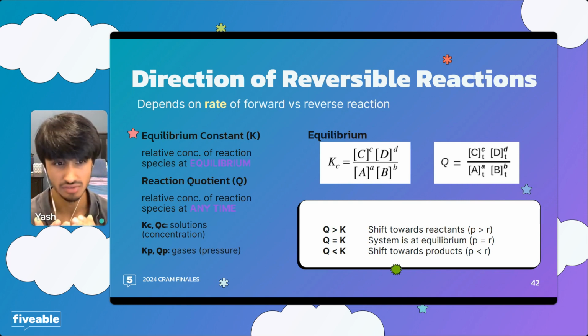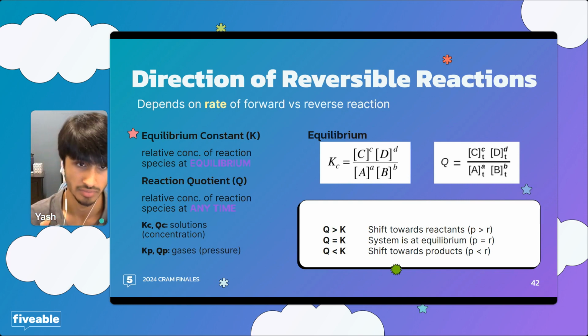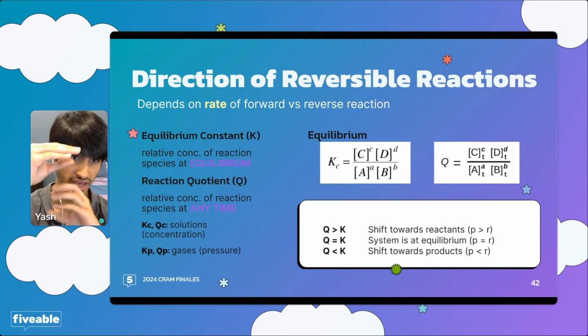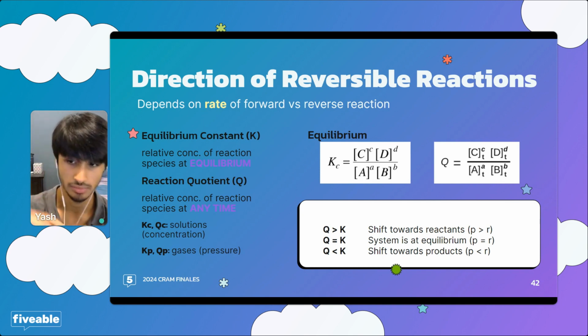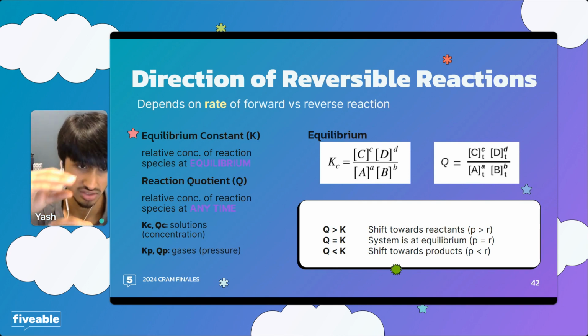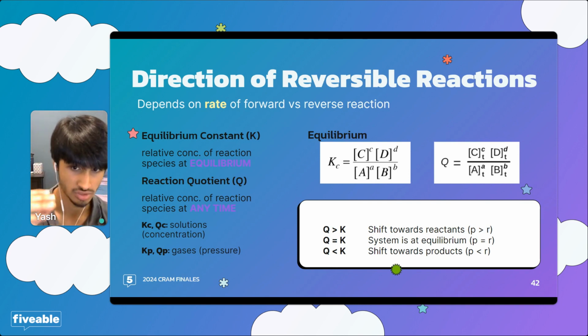If Q equals K, obviously we're at equilibrium, right? Because K is the value of the relative concentration of the species at equilibrium. Now, conversely, if Q is less than K, that means we are bottom heavy, right? We are too much on the bottom, decreasing the value of Q. And so that means that we'll have to shift towards the products to make it balance. So if Q is less than K, we shift towards products.